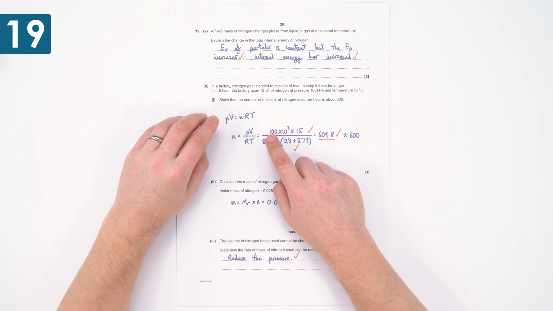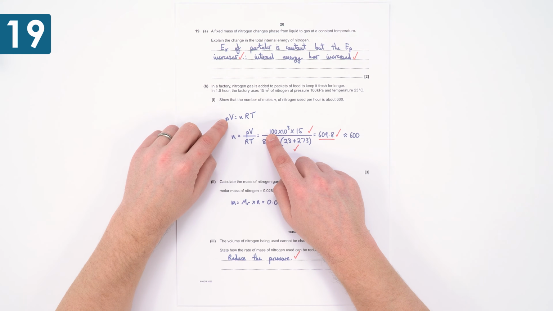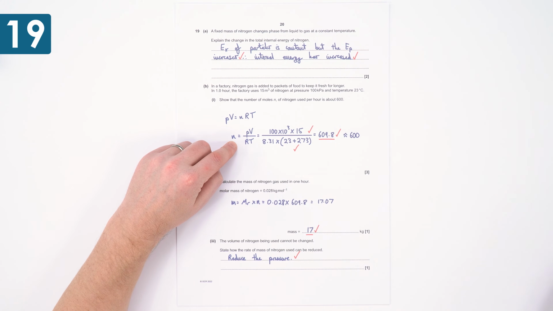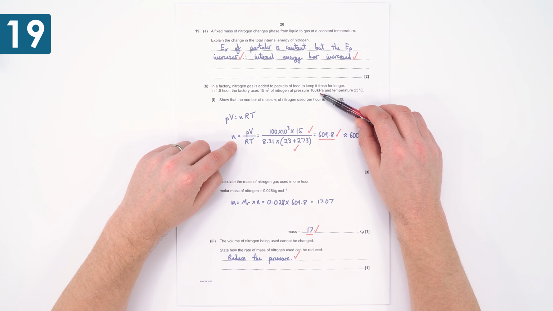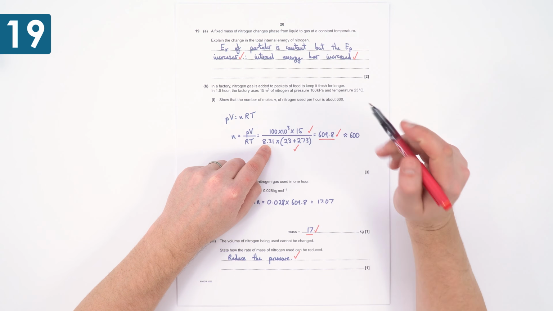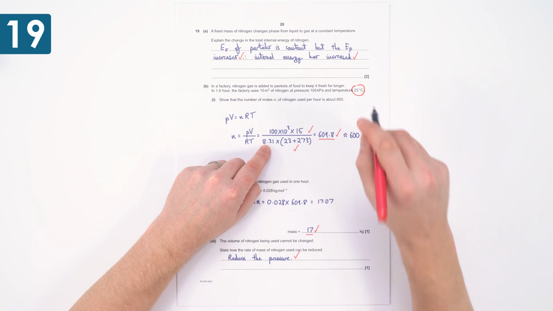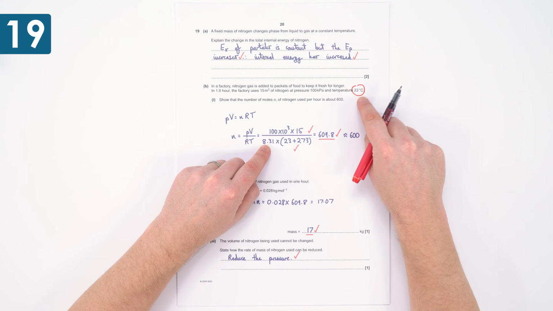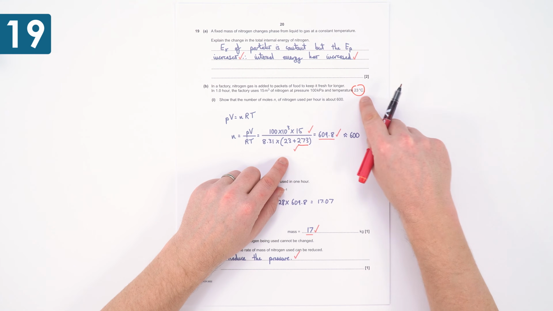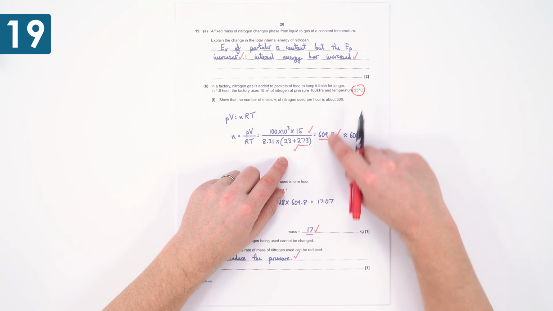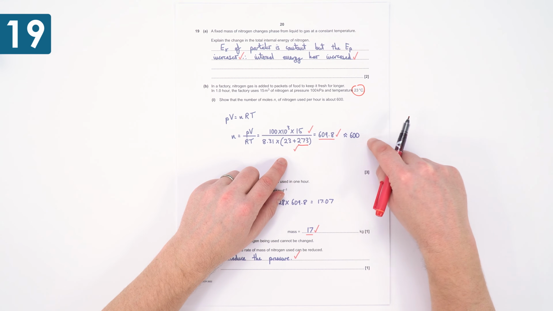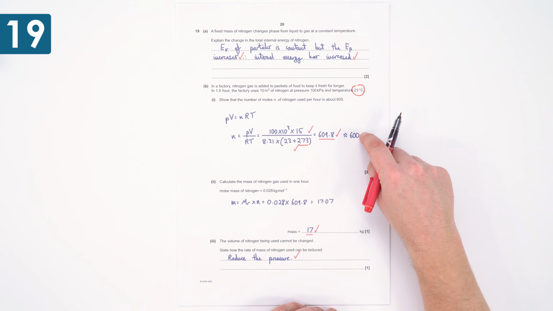This one over here, pretty straightforward in terms of rearranging the ideal gas equation to find the number of moles. That's just equal to this pressure times this volume divided by the molar gas constant times the temperature in Kelvin. That's where a few people made mistakes. Always add 273 onto the values in degrees Celsius. So this is about 609.8, which is about 600 moles.